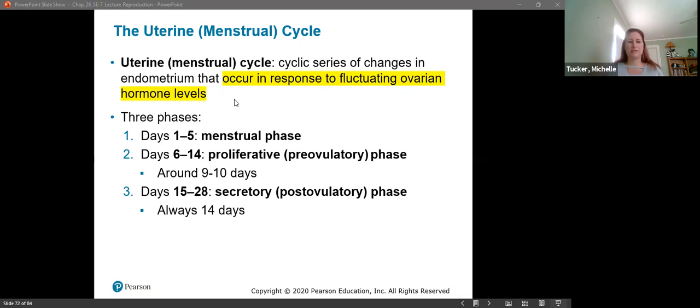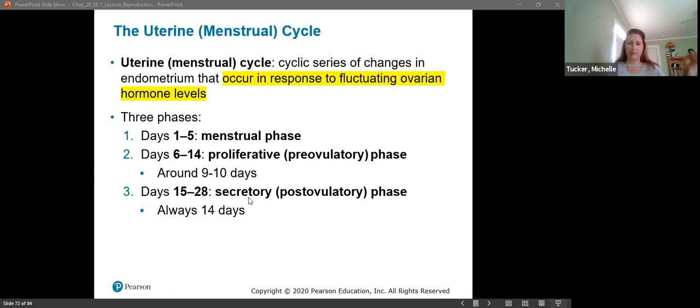The uterine cycle is divided into 3 phases. It starts on the first day of menstruation. So that's day 1, and that phase tends to last about 5 days. Then we have the second phase, which is the proliferative phase. It's around 6 to 14 days. But if the follicular phase in the ovary cycle is longer, this proliferative phase is also going to be longer. So those phases are going to be synced up.